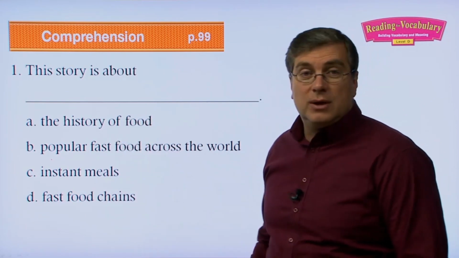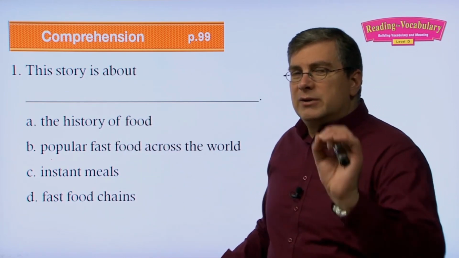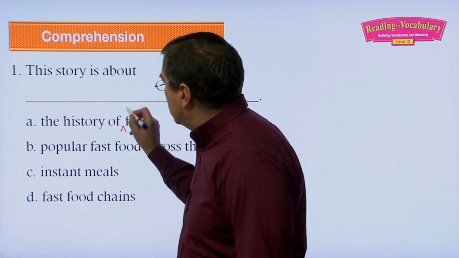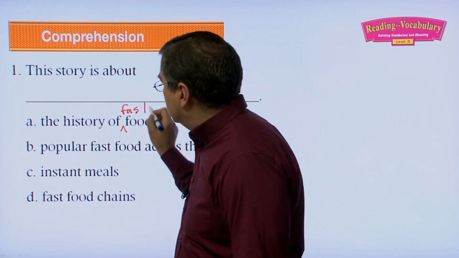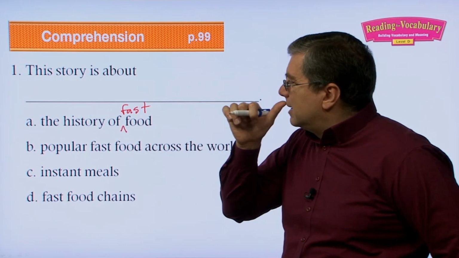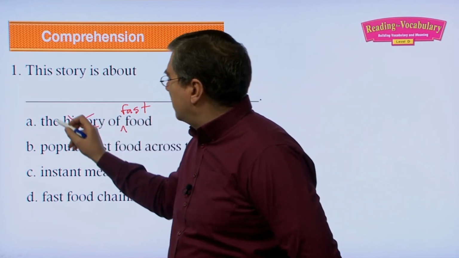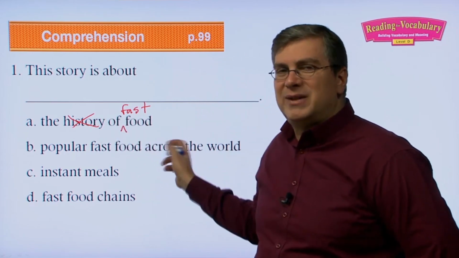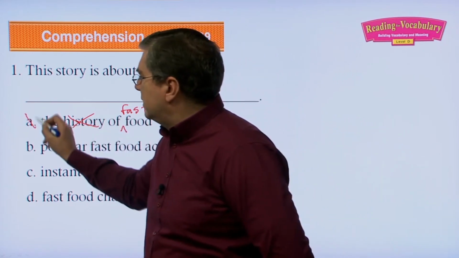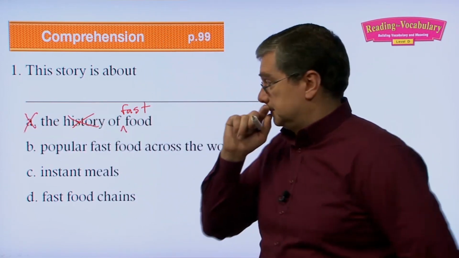Was it about the history of food? No, because we only talked about one type of food. We talked about fast food. Now, we could say it's not really about the history either, because it wasn't about the history, it was about features of fast food or example types of fast food. So for two reasons, A is not a good answer.